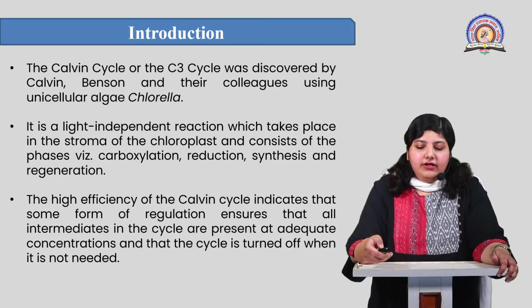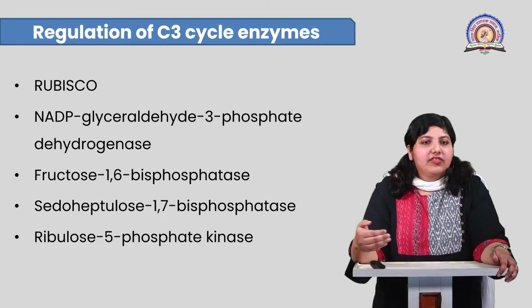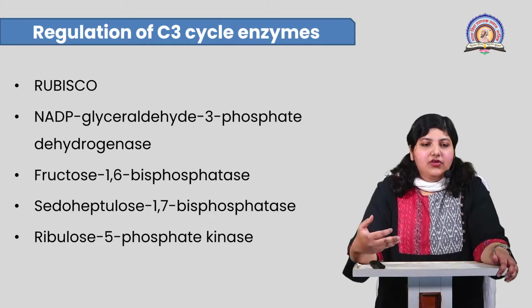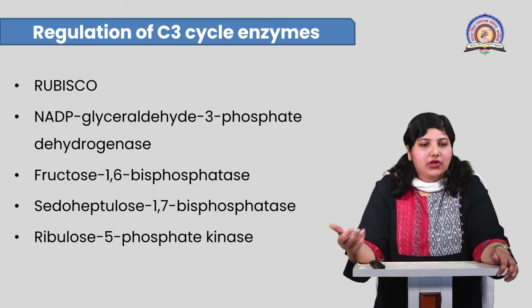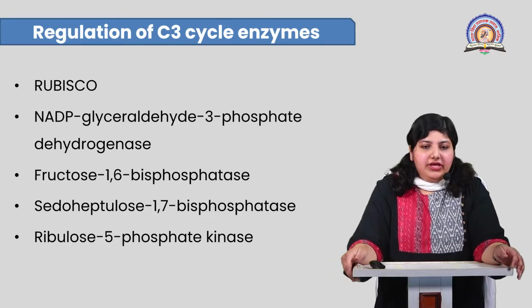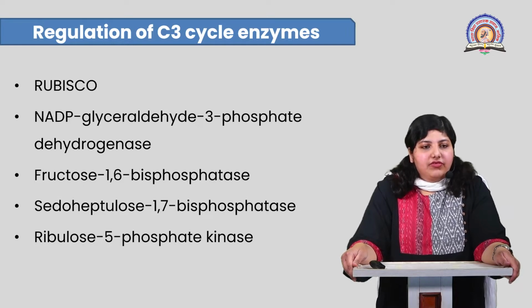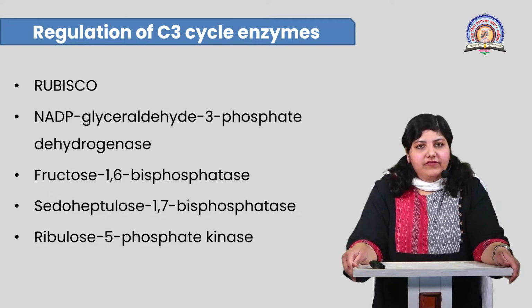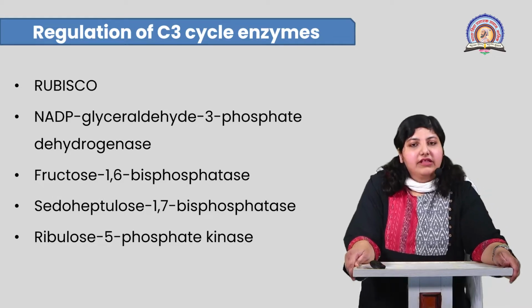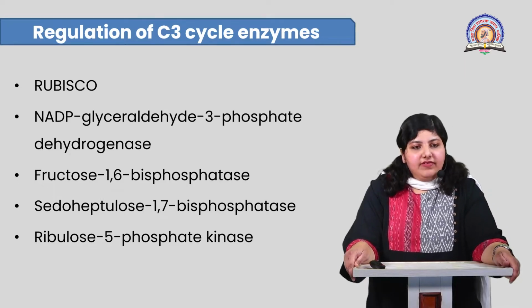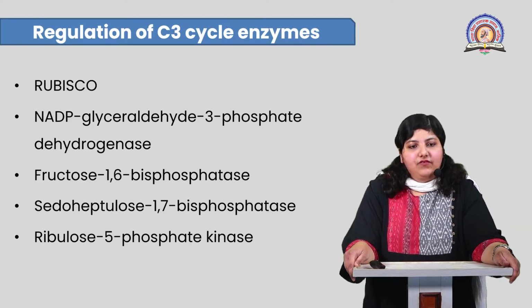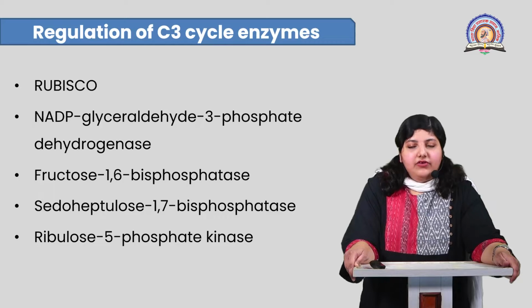So we will see different enzymes first, which are the enzymes in the C3 cycle that are regulated for the regulation of the overall cycle. There are 5 enzymes which you can see on the screen here. First is Rubisco, which is ribulose 1,5-bisphosphate carboxylase, the major enzyme of the Kelvin cycle. Second is NADP glyceraldehyde 3-phosphate dehydrogenase. Third, we have fructose 1,6-bisphosphatase. The fourth enzyme is sedoheptulose 1,7-bisphosphatase, and the last enzyme is ribulose 5-phosphate kinase.